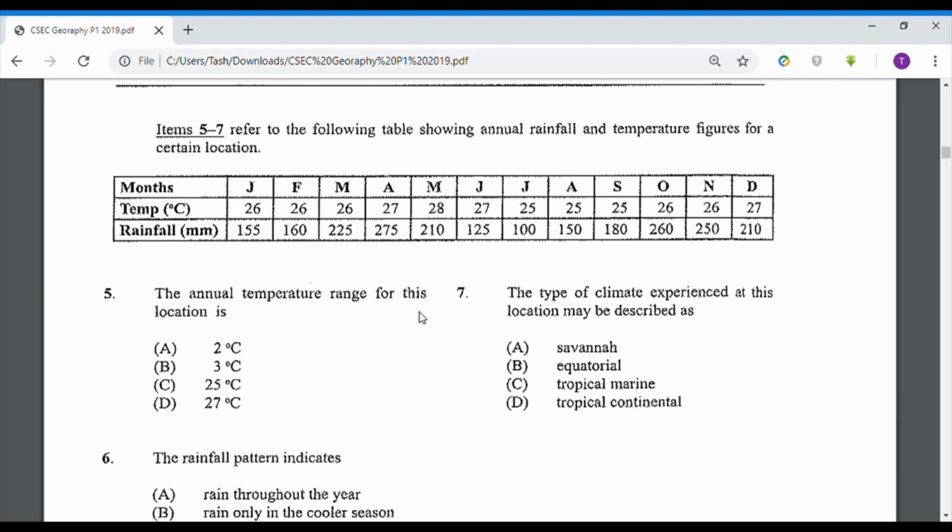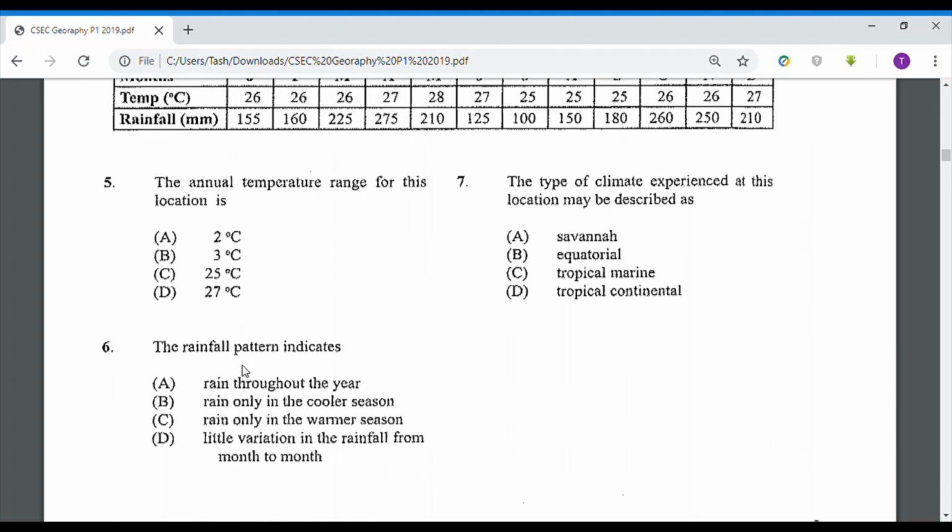So you are going to find your lowest temperature, which is 25, and your highest temperature, which is 28, and then you're going to subtract. So 25 from 28 is going to give you 3 degrees. That is how you get your answer for number 5. That is letter B, 3 degrees Celsius.